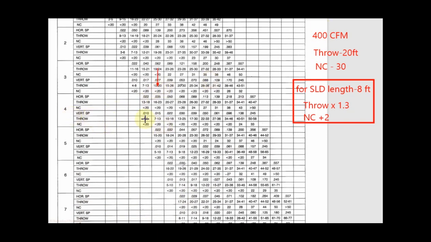For 4 slot the throw is 23, and for 5 slot we found the throw is exactly 20 feet as we need. But as we are selecting the linear slot diffuser of length 8 feet, we need to multiply this throw by 1.3, then it will become 26, which is also greater than 20.